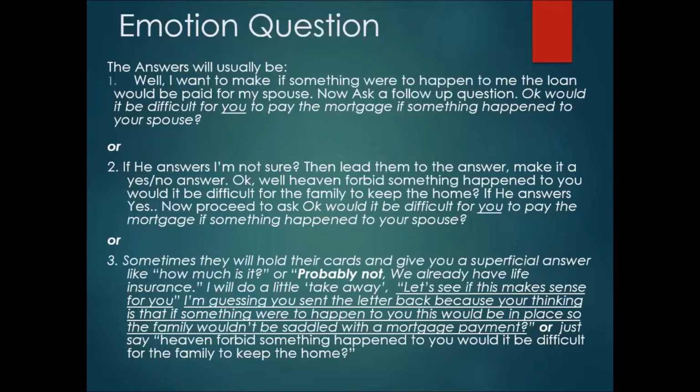The answers will usually be, well, I want to make sure if something happens to me that the loan will be paid off for my spouse. Then once again, I'm going to ask a follow-up question. Okay, would it be difficult for you to pay the mortgage if something happened to your spouse? Write down both scenarios. Don't just assume that the wife or the husband would be okay if something happened to the other.